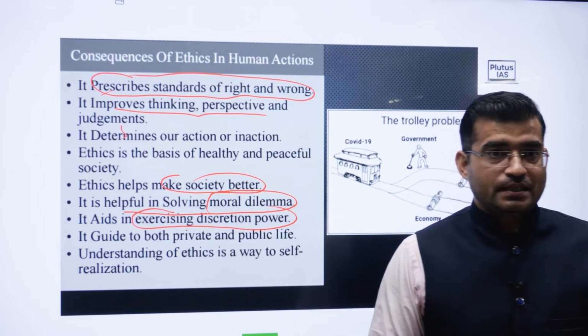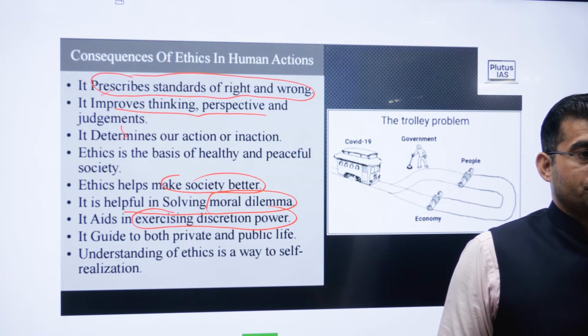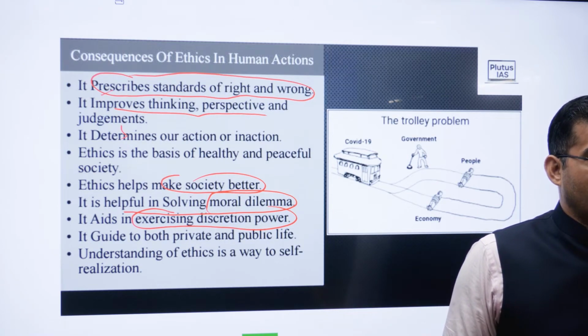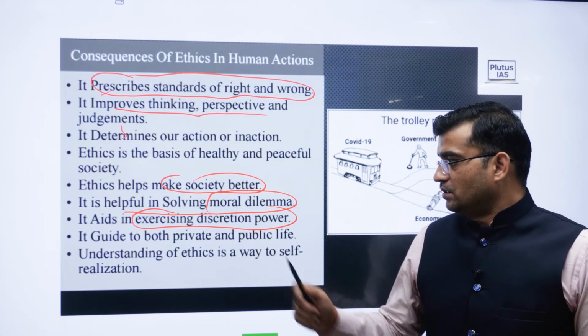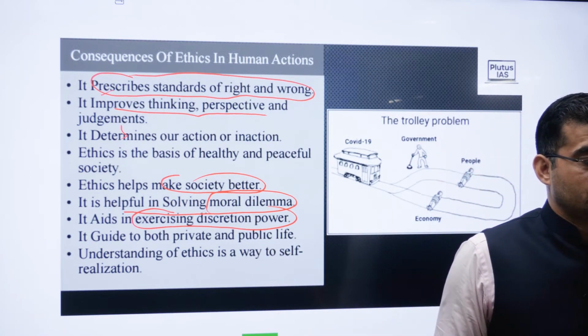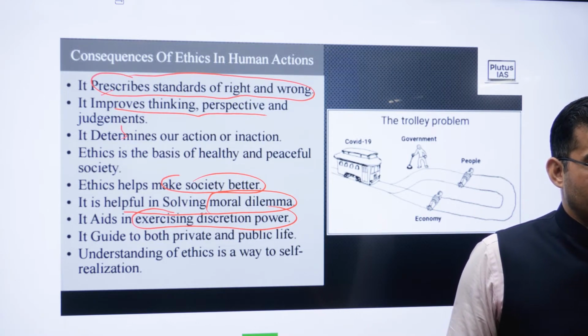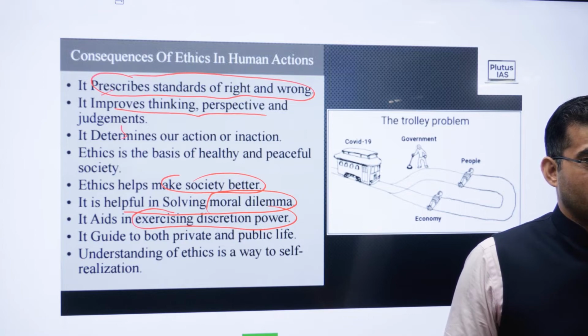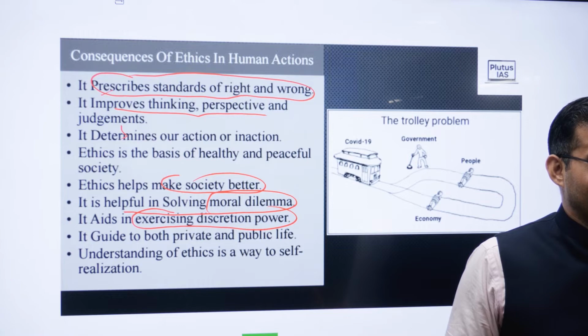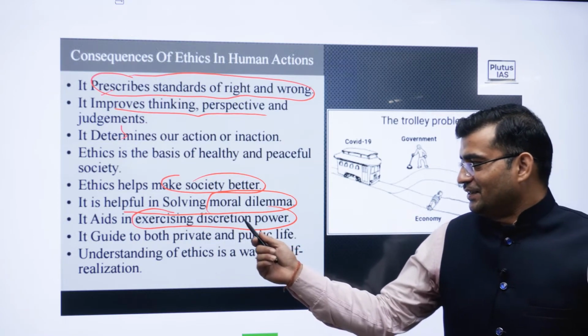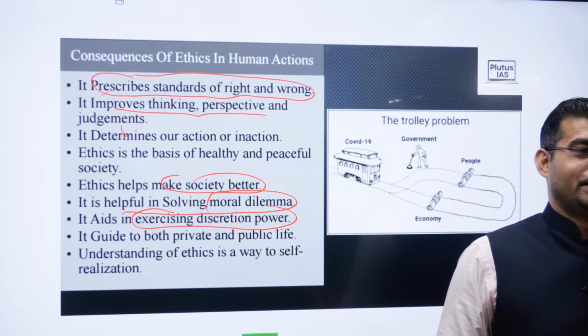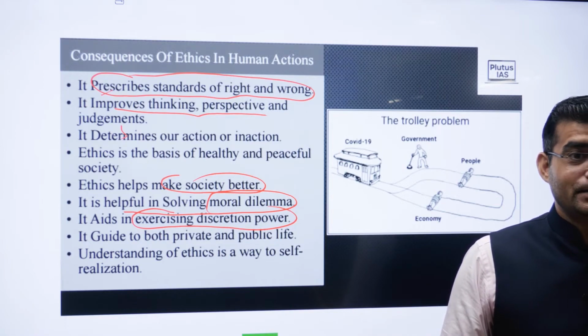And last one, helps in exercising discretionary power. What is discretionary power? Discretion is there in our constitution. Is this word mentioned or not? In which article? The only article where the word discretion is mentioned is Article 163.